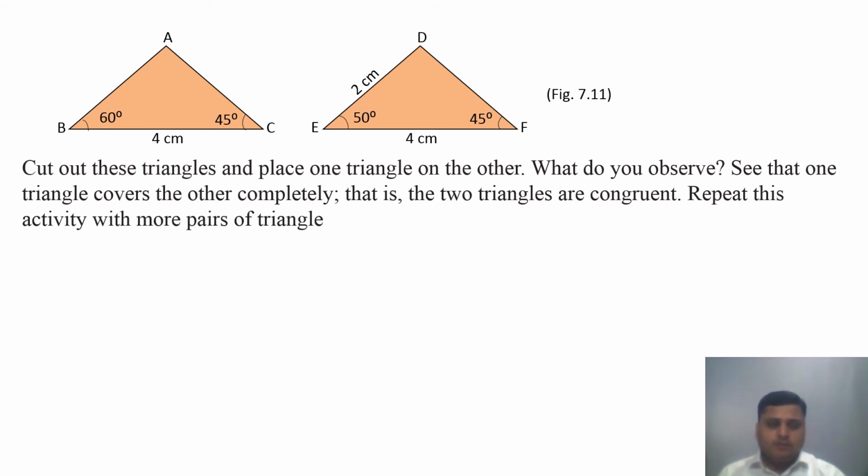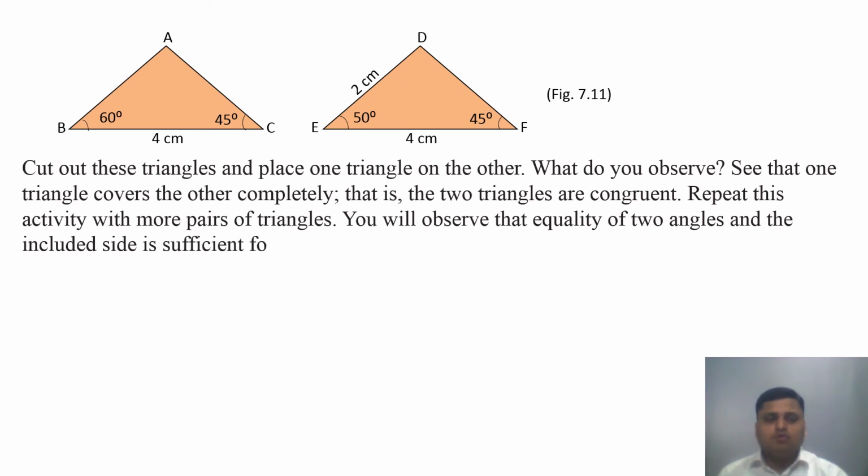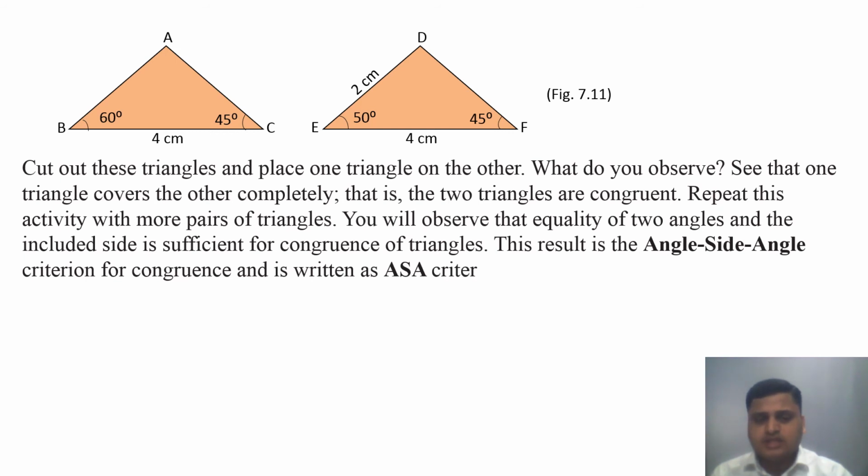Repeat this activity with more pairs of triangles. You will observe that equality of two angles and the included side is sufficient for congruence of triangles. This result is the angle side angle congruency criterion and is written as ASA criterion.